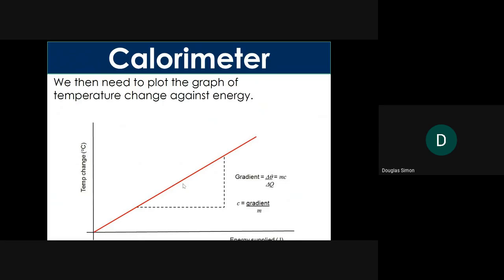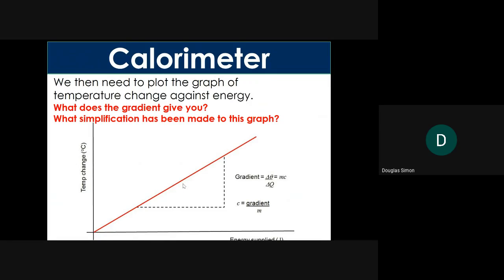So hopefully you have realized that the gradient of the graph in this case gives you the heat capacity. And the simplification that has been made to this graph is that when you initially turn the equipment on, the temperature will not start rising at a constant rate right from the start. There will be a small delay in time while the metal heats up.